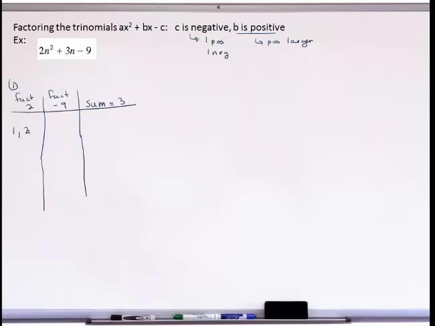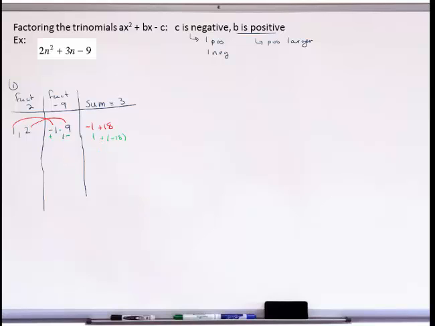2 factors as 1 and 2. Negative 9 can be negative 1 and positive 9, or it could be positive 1 and negative 9. So we'll have to try both. So I can do 1 times 1 and 2 times 9, and that gives me negative 1 plus 18. That won't work. Now if I switch these, and let's say this was positive and this was negative, I'd get positive 1 and negative 18, which still would not work. But that's what would have happened if the signs were changed.